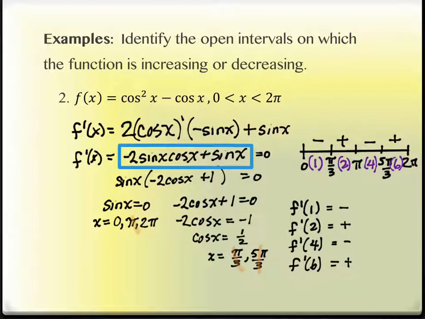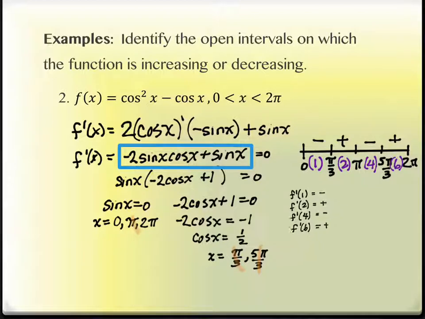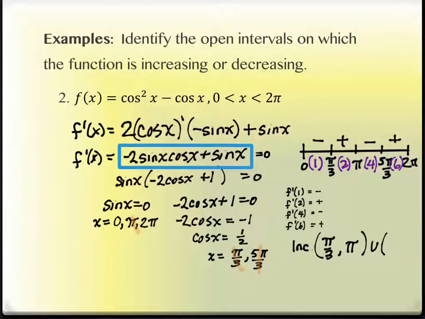So where is it increasing? Where is it decreasing? Okay, so where is my graph increasing? Okay, so from pi over 3 to pi, open intervals, right? And then where else? Because there's one more positive, right? 5 pi over 3 to 2 pi. And then where is it decreasing? 0 to pi over 3. And pi to 5 pi over 3.